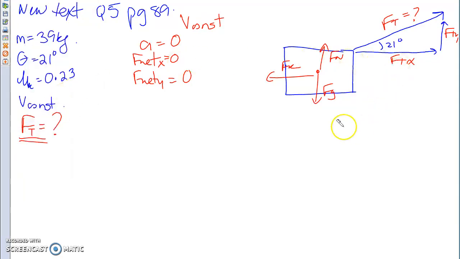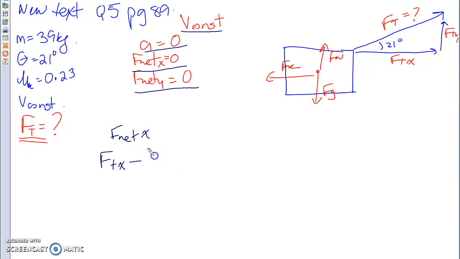And the best way to complete this question is as follows. We know that the net force of this object is going to be 0, because the object is moving at a constant velocity. So acceleration is 0, F net x is 0, F net y is 0. If we're looking at the x direction, my F net x is going to be FTx minus Fk, which equals mass times acceleration.